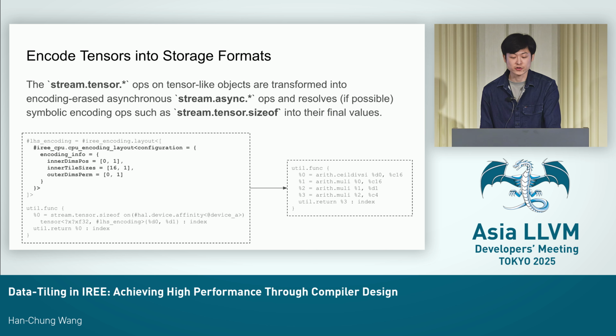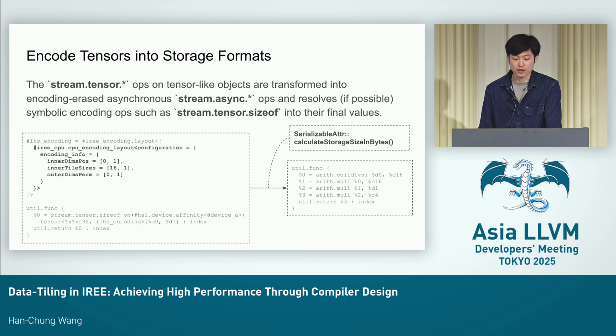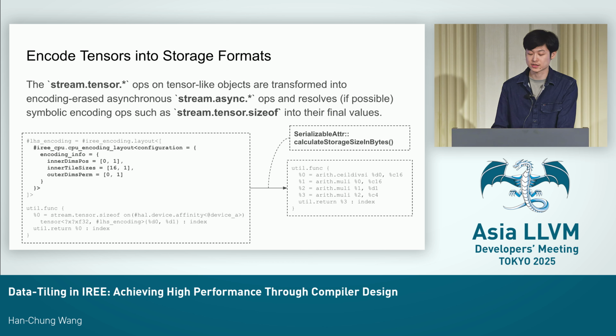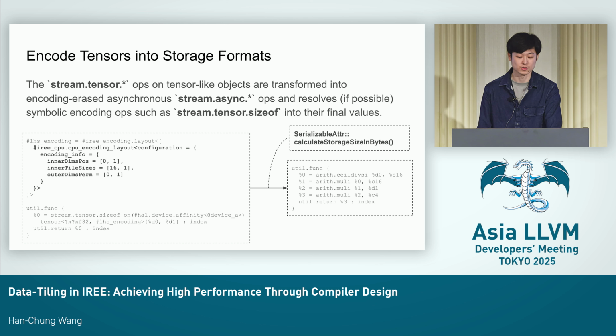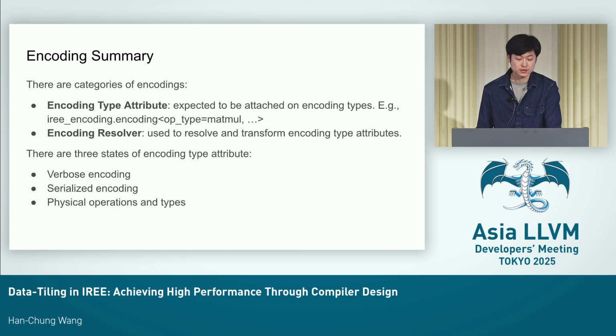After the encoding specialization, now all the encodings are serializable. It runs an encode host tensor pass that transforms the tensor-like object into encoding-erased asynchronous ops. For example, it casts the left-hand side encoding into the serializable attribute interface and uses the interface method to calculate the final storage size in bytes for the tensor. And so this is how we abstract the encodings and introduce the interfaces.